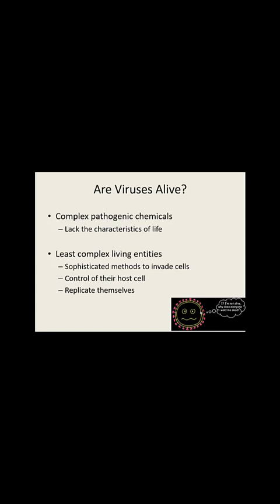But some are like, I still like to think of them as alive and like to call them alive, but we like to say they're the least complex living entities out there because they have really sophisticated methods to get inside of cells. And then once they get inside of them, they completely control their host cell. They hijack it, and they make the host cell do their bidding of making more of them. And then they can replicate themselves with a host cell, not on their own, but they can replicate themselves. These things are all living qualities.